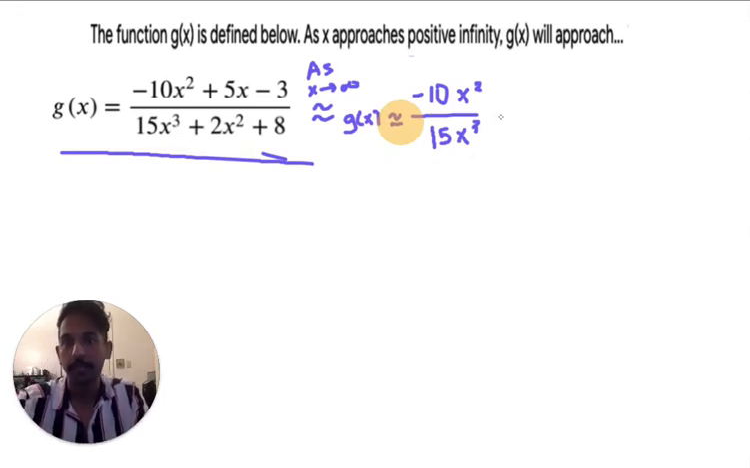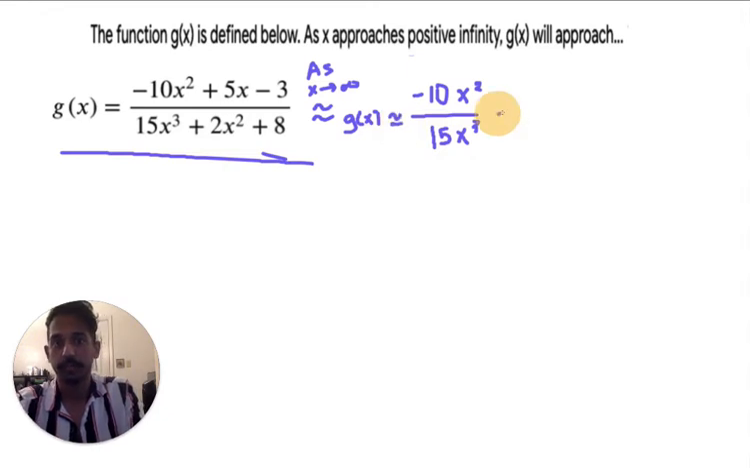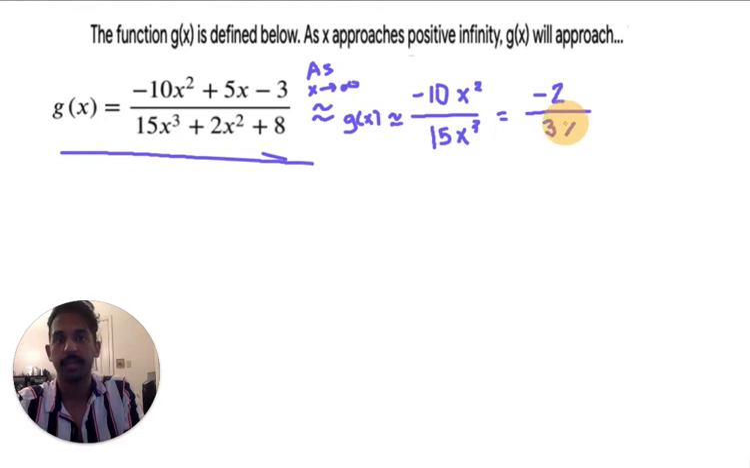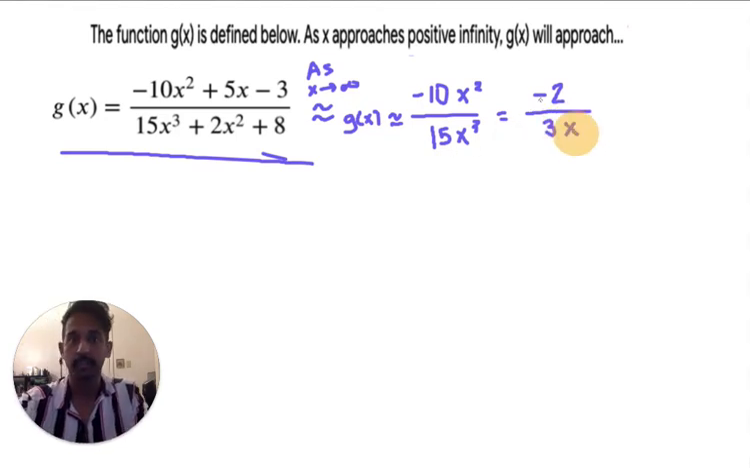Now the next step that we need to take is to simplify this. I see that negative 10 and 15 can both be divided by 5, so I'm going to be left with a negative 2 on the top and a 3 on the bottom. And then x squared and x cubed. Well, which one's bigger? I know that x cubed is bigger, so I'm going to do 3 minus 2. It's going to give me 1, and that x is going to stay in the denominator because that's where the bigger exponent was. And so as x goes to infinity, the function's pretty much going to look like the function negative 2 over 3x.